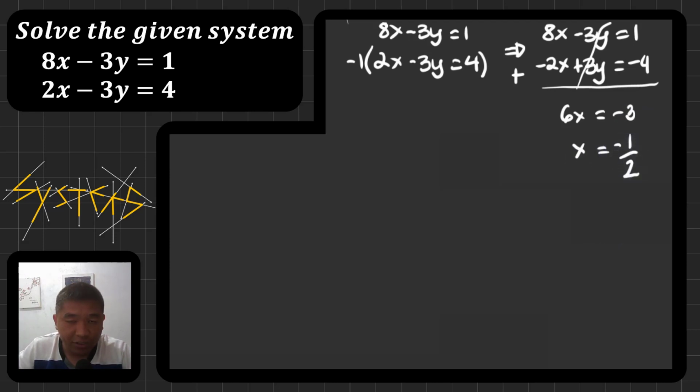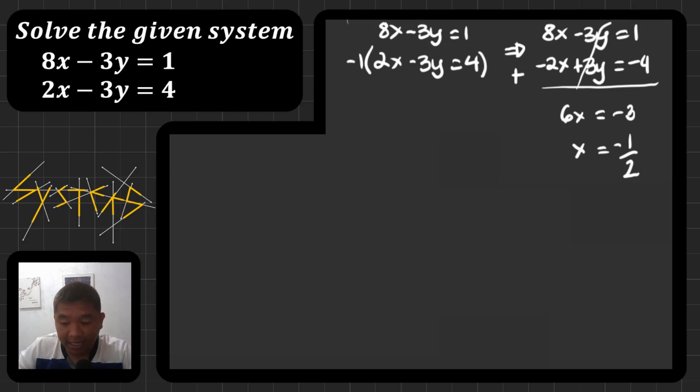Of course, fractions or other forms of rational numbers are also possible as part of the solution. So you don't need to be afraid of fractions. What you just need to do is be reminded of the properties and the operations involving fractions. Now, this is -1/2 for the value of x, because the solution, as mentioned earlier, is an intersection of the two lines. Hence, it's a point. So it should be a coordinate.